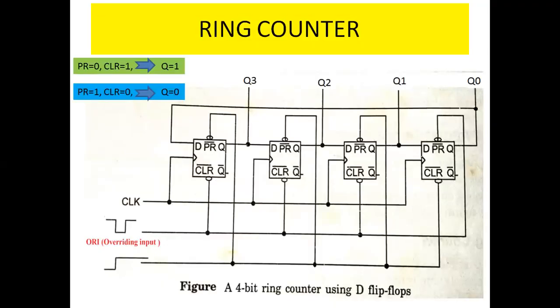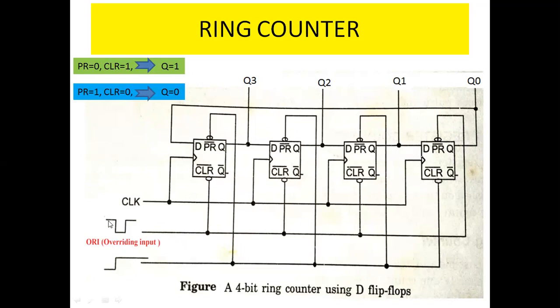Ring counter. See here, just Q of the last flip flop is connected to the input of the first flip flop, just like a ring. Because of that, it is called a ring counter. And here, the special feature is that the clear of the first three flip flops is connected to this line, and the same line is connected here to the preset. So the first three flip flop configurations are the same, and the last flip flop is the reverse one.